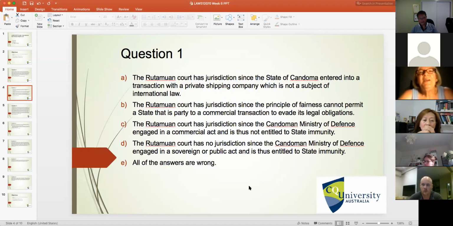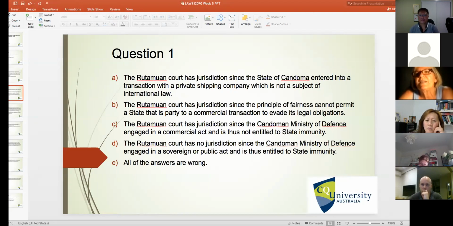A, the Rutamuan Court has jurisdiction since the state of Kandoma entered into a transaction with a private shipping company which is not subject of international law. B, the Rutamuan Court has jurisdiction since the principle of fairness cannot permit a state that is a party to a commercial transaction to evade its legal obligations. C, the Rutamuan Court has jurisdiction since the Kandomian Minister of Defence engaged in a commercial act and is thus not entitled to state immunity. D, the Rutamuan Court has no jurisdiction since the Kandomian Ministry of Defence engaged in a sovereign or public act and is thus entitled to state immunity. And E, all the answers are wrong.